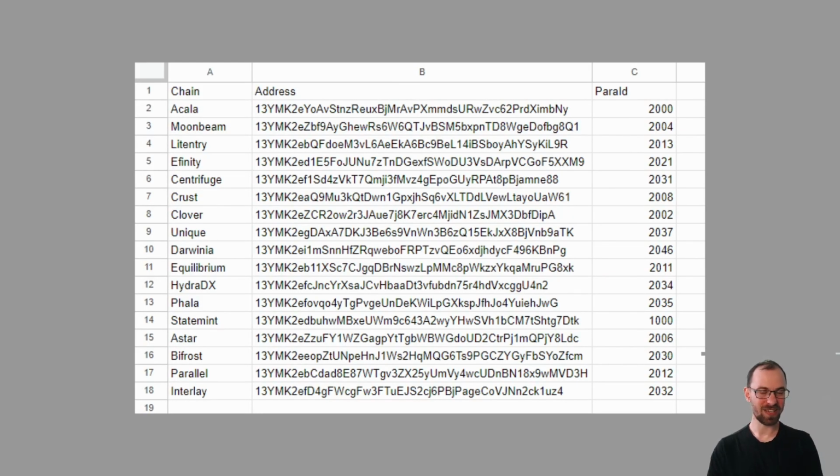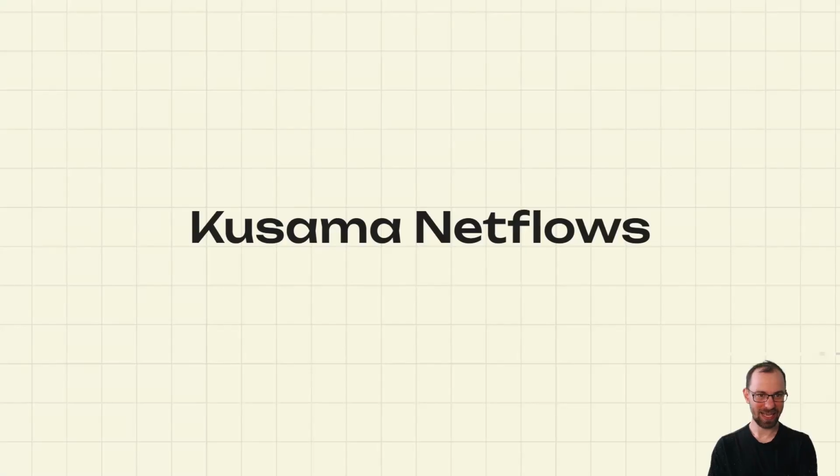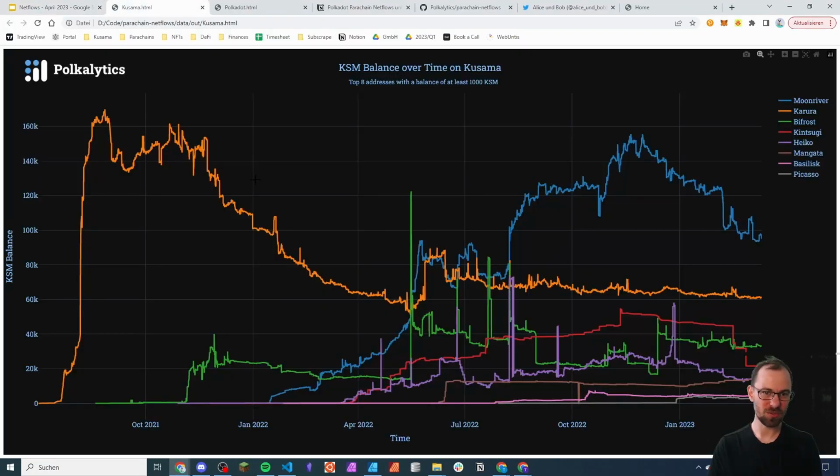So this is a list of addresses that I created, and I think it's time now we can look at the first analysis, and that is of the Kusama Netflows. So this is an interactive graphic, so I can hover over the lines, and we will now take a look and understand what is happening here on Kusama.